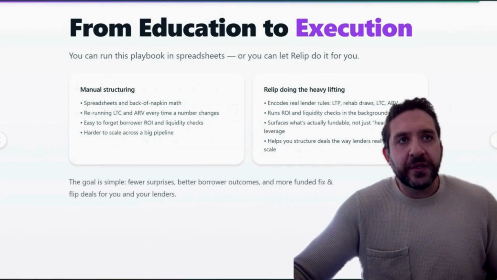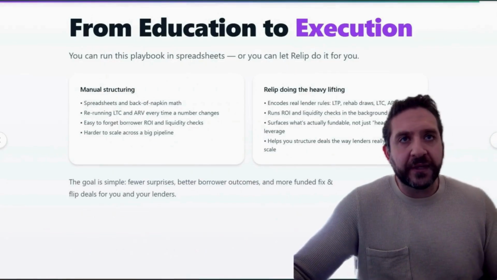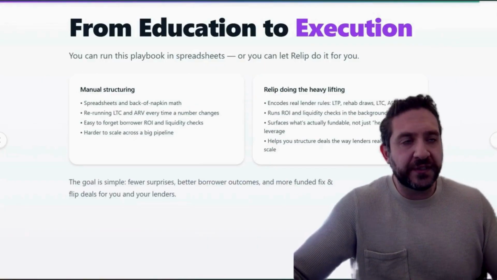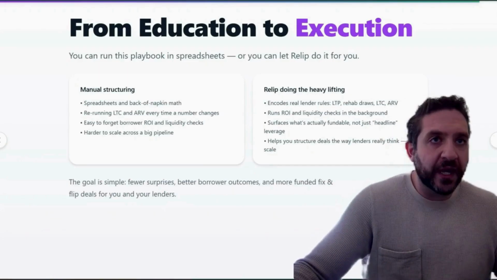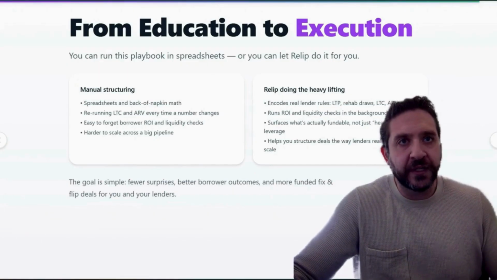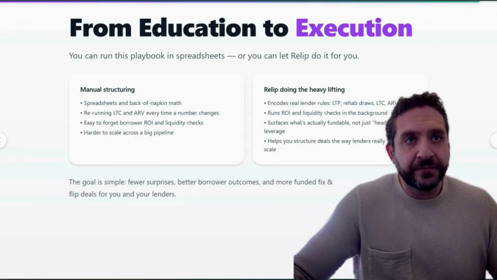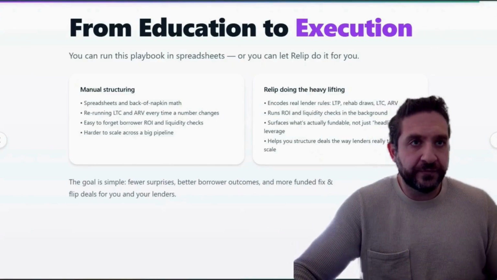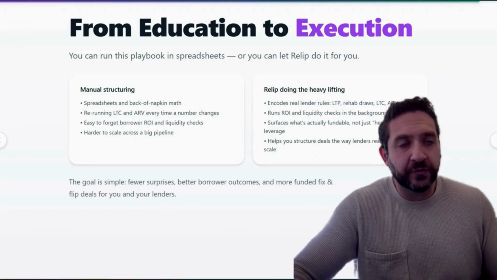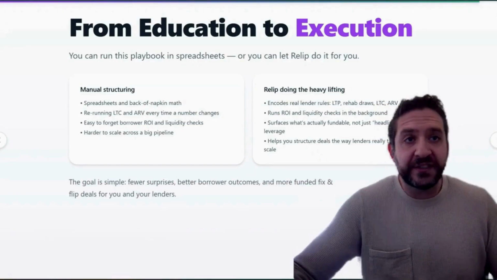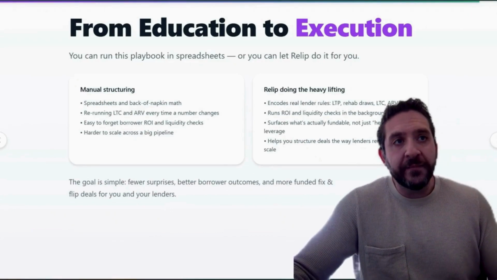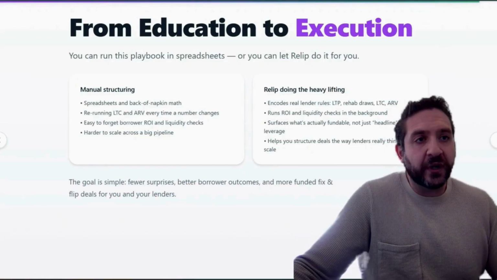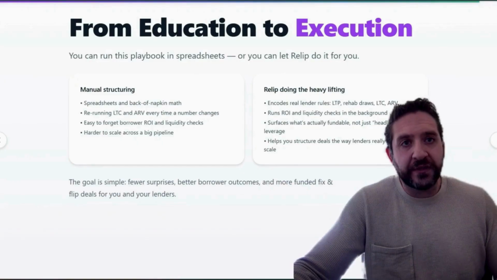Now, you can absolutely run this whole playbook in spreadsheets and on the back of a napkin. A lot of people do. The problem is, every time a number changes, you're rerunning LTC, rerunning ARV, double-checking rehab, and trying not to forget about liquidity and cash on cash. It's doable, but it doesn't scale, and it's easy to miss things. Relip is built to handle that logic for you. Our platform encodes the real lender rules, purchase advance, rehab draws, LTC, ARV, and runs ROI and liquidity checks in the background. So instead of guessing what a lender might do, you're structuring deals the way lenders actually think at scale.